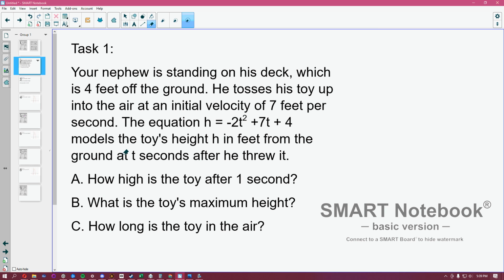So the first question is task 1. Your nephew is standing on his deck, which is 4 feet off the ground. He tosses his toy up into the air at an initial velocity of 7 feet per second. And the equation is h equals negative 2t squared plus 7t plus 4, which models the toy's height, or h, in feet from the ground at t seconds after he threw it. We're asked to find how high the toy is after 1 second, the maximum height of the toy, and how long the toy is in the air.